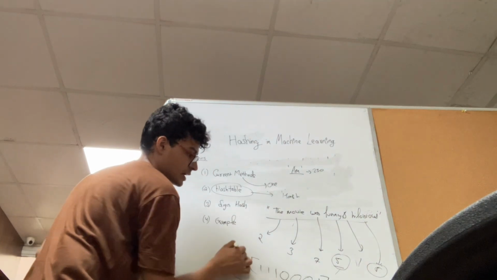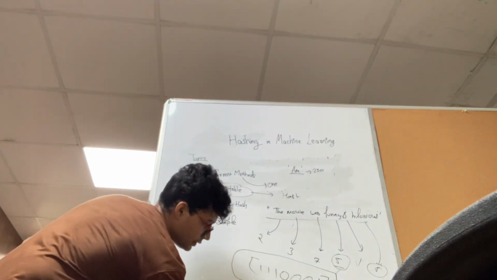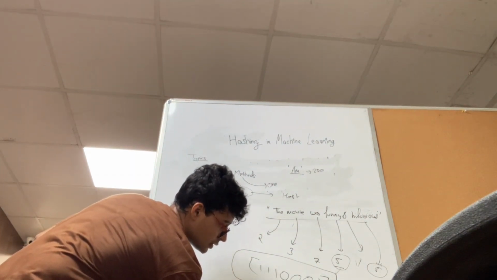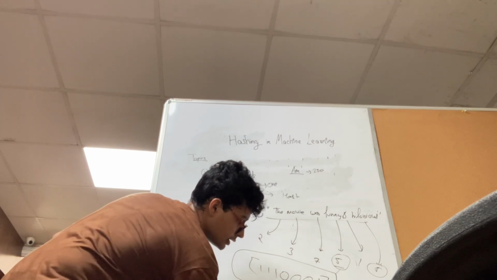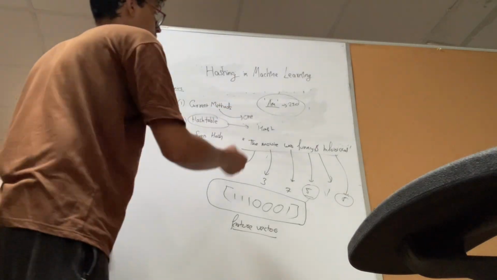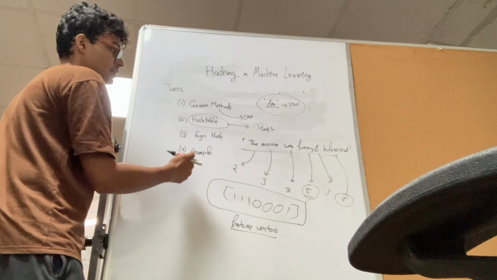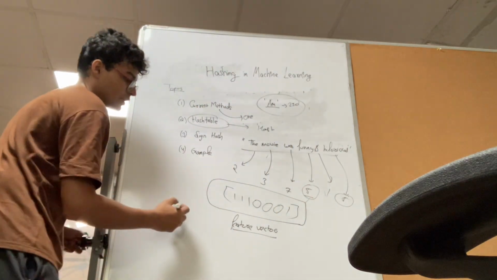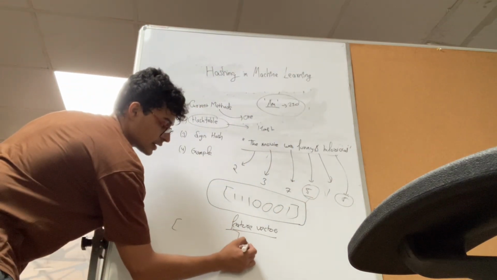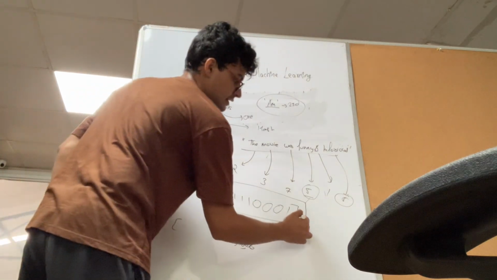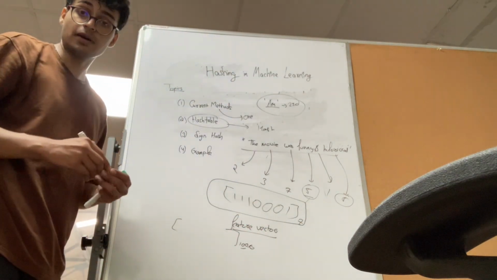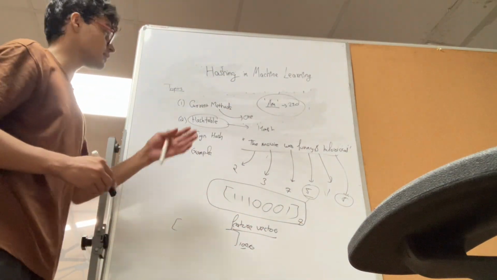So now this becomes our feature vector for our machine learning model. Whereas compared to the current methods, where this entire sentence will be stored in an array of size 1000, we are just storing it in the size of 7. So we save space and it is more efficient than the current method.